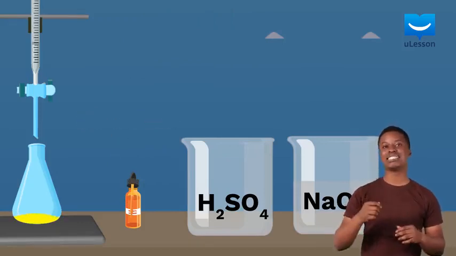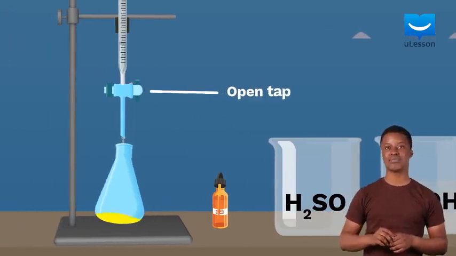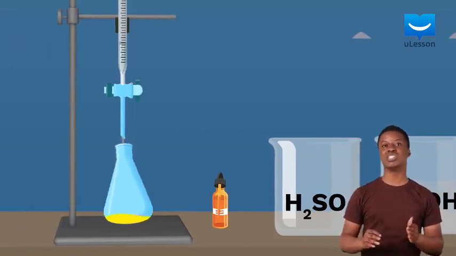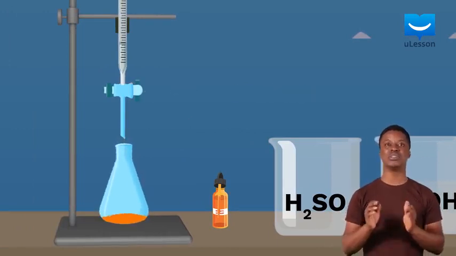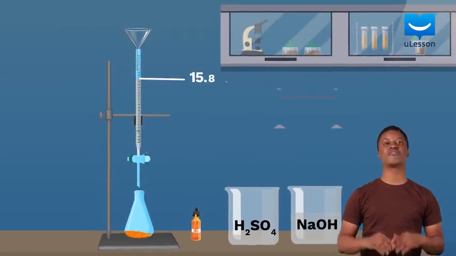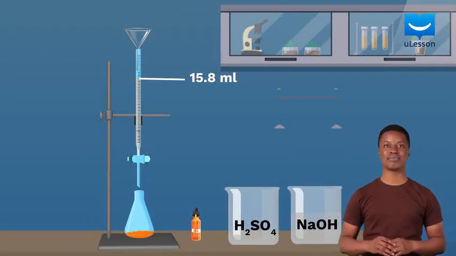We run the acid slowly into the base while swirling continuously. Once we notice a color change from yellow to orange, we turn off the tap and take the reading on the burette. From the picture on your screen, the volume of acid used is 15.8 milliliters.